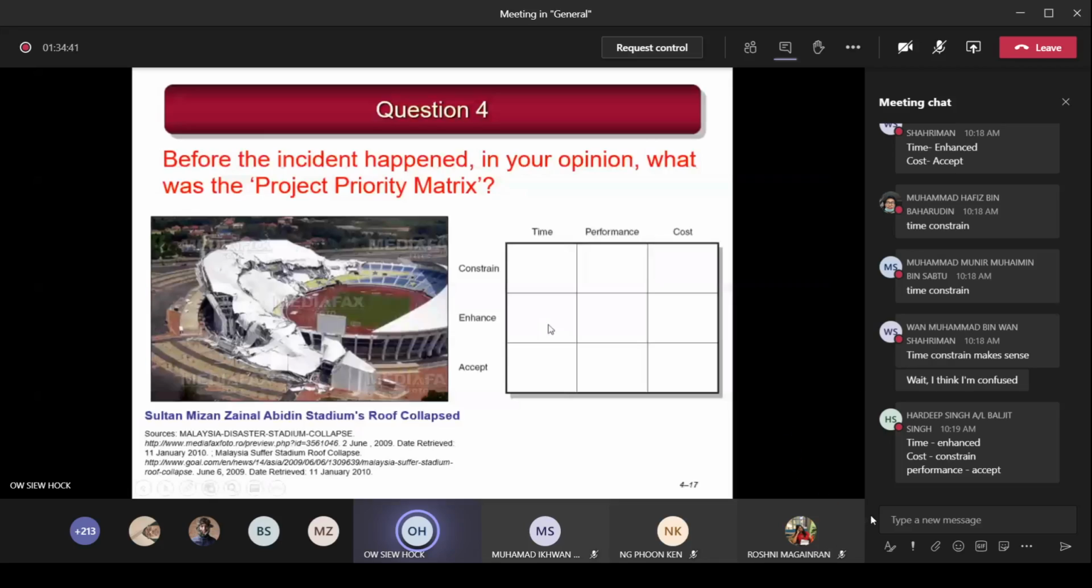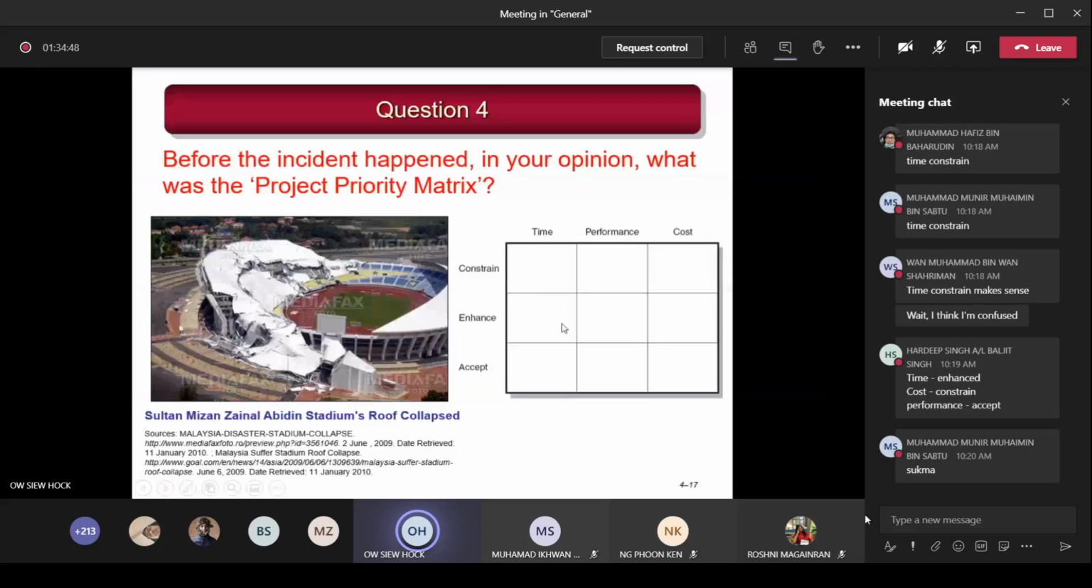So why did they want to finish earlier? Because they were rushing for a game. They want to use this stadium for a game. Okay, one of the sports, right? So they had to finish it earlier to cater for the needs of the game, which was announced to be held on a certain date. So they want this game to be held in this stadium. So they finish it earlier. So they put time enhanced.